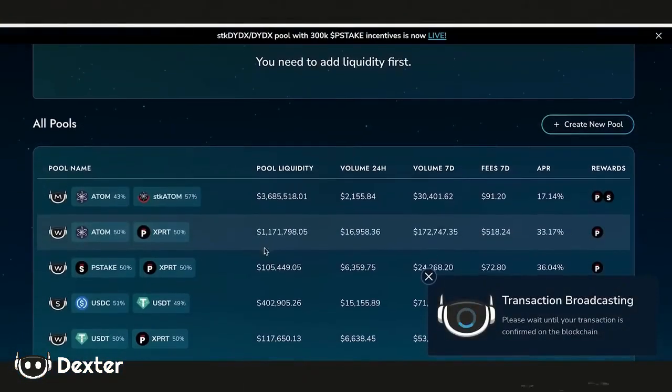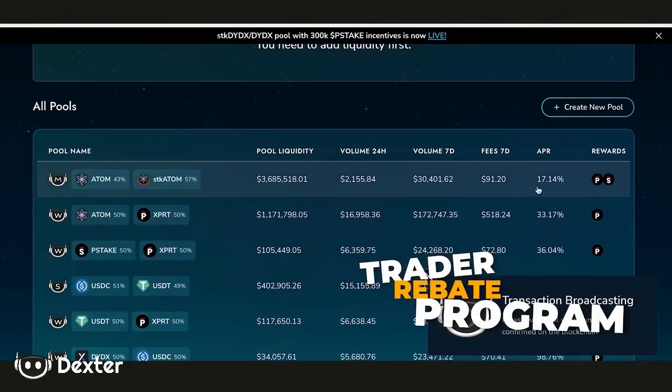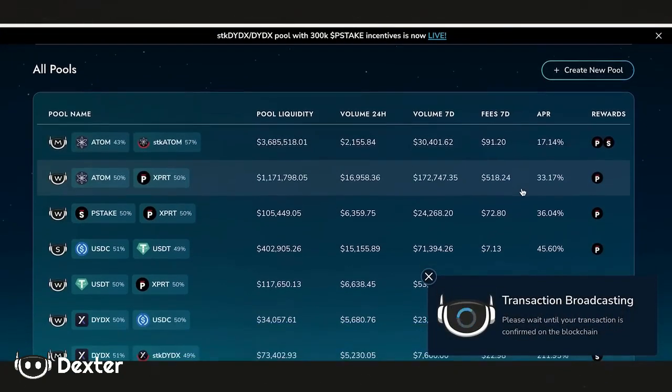Note also that if you want to trade stkATOM to Atom, Dexter's metastable pool gives you the best rates. Plus they also have a trader rebate program where you get back any swap fees charged.